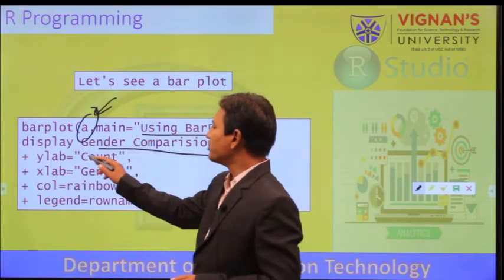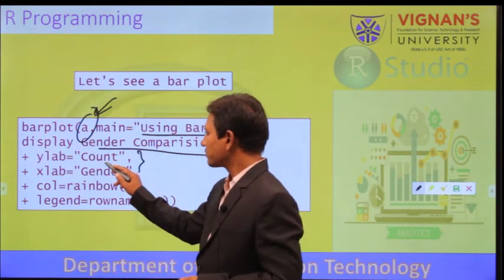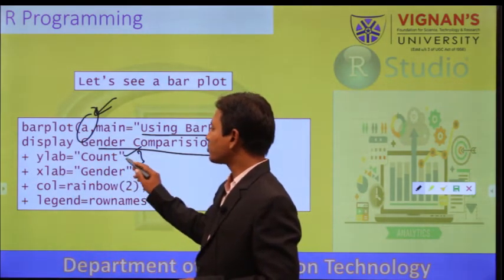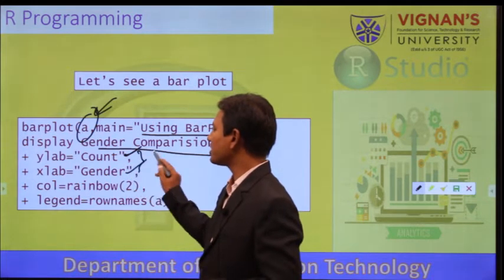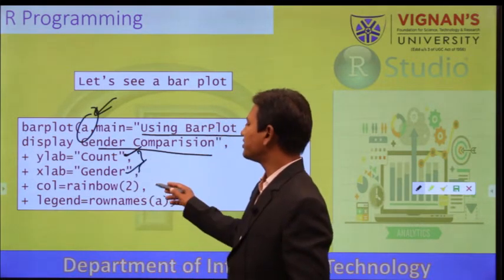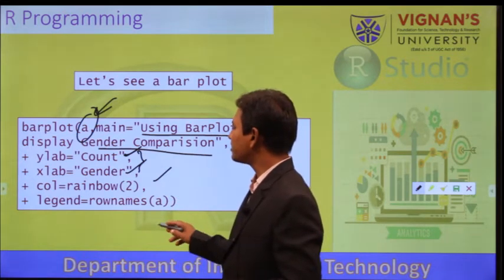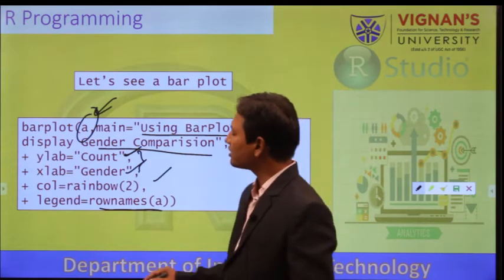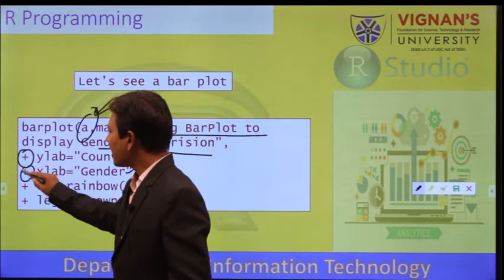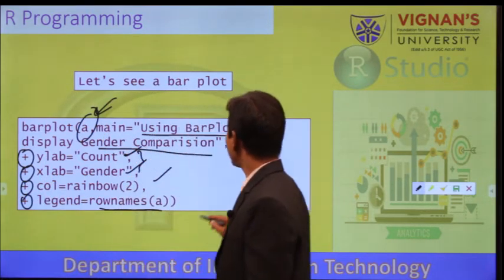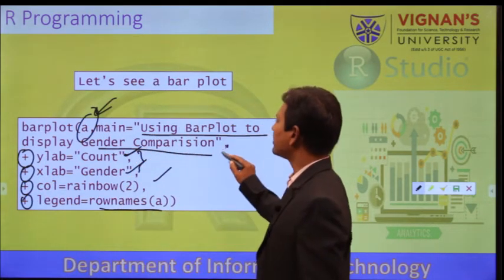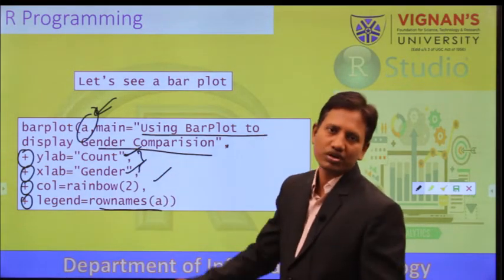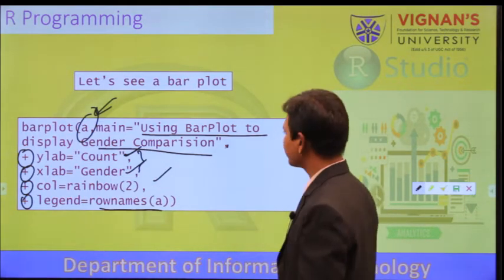and labels, these two are X label and Y label. X label shows us the gender and Y label shows us the count. And color we can mention rainbow colors, and for legends, the row names are going to be shown. And here this plus symbol is nothing but extending the command. Here we are extending our command with the help of commas. So in R, the command extension is shown with the help of this plus symbol.